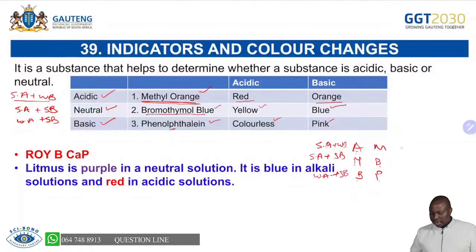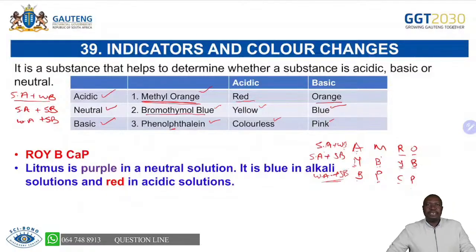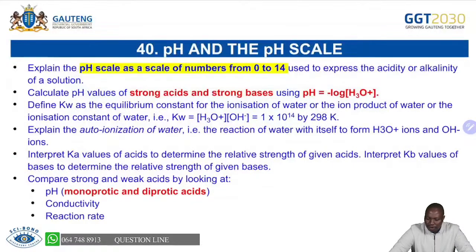And when it comes to colors, nicely simplified for you here, we said ROY B. Cap. What are we saying? The color change when you're using your methyl orange for strong acid and weak base will be from red to orange. The color change for your neutral solution when you're using bromothymol blue will be from yellow to blue. The color change for weak acid and strong base, when you're using your phenolphthalein, will be colorless to pink. Please always remember that, and then you will do well when it comes to this type of questions.